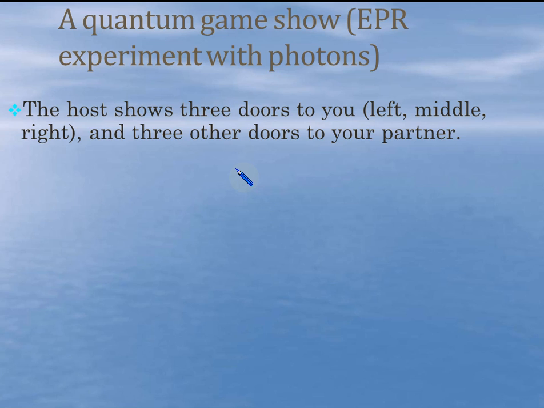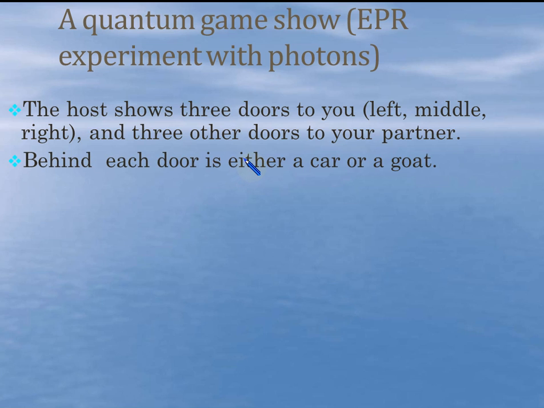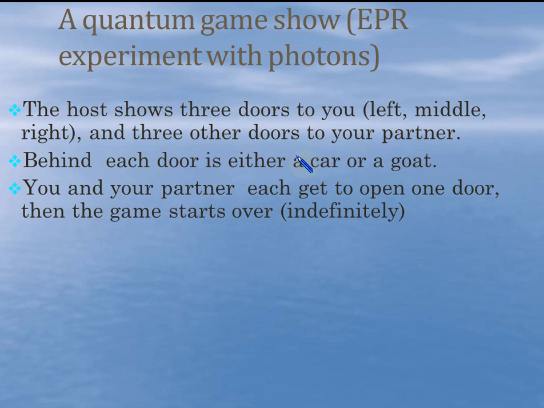Okay, so suppose the host in this game show shows you 3 doors. The 3 doors are left, middle, and right. And then you have a partner, and the game show host shows 3 other doors to your partner. So the partner also gets to see 3 doors: left, middle, and right. Behind each door is either a car or a goat. And you and your partner each get to open one of your doors. And then the game starts over.